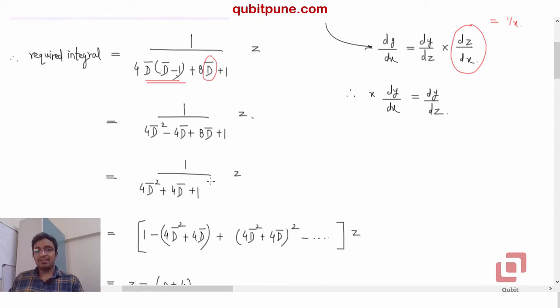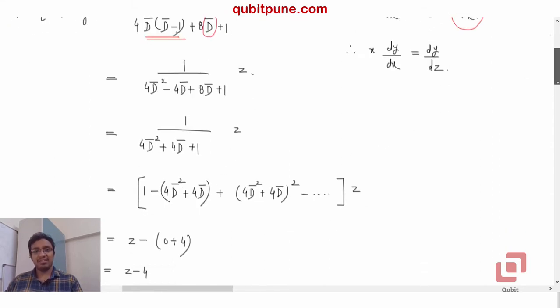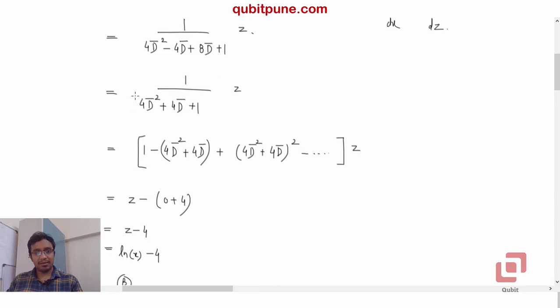Now at this stage, what I have done is I have considered this to be an expansion of a geometric progression. Please recall that 1 upon 1 plus r is actually 1 minus r plus r squared minus r cubed plus r to the power 4 and so on.